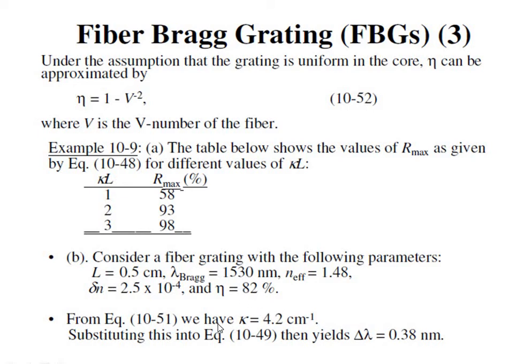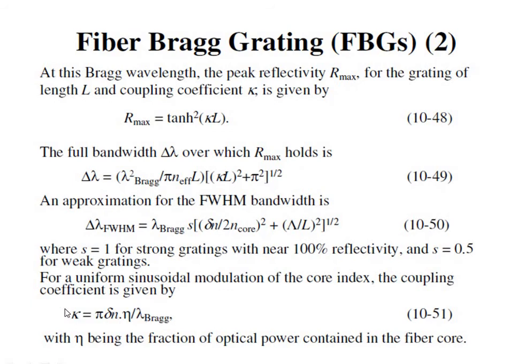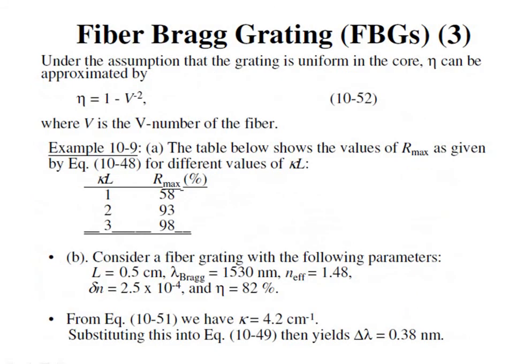To calculate the coupling coefficient, we use the equation given in 10.51, and to calculate the full bandwidth we use this equation. We get the answer as K is equal to 4.2 per centimeter and delta lambda, that is the bandwidth, is equal to 0.38 nanometer.